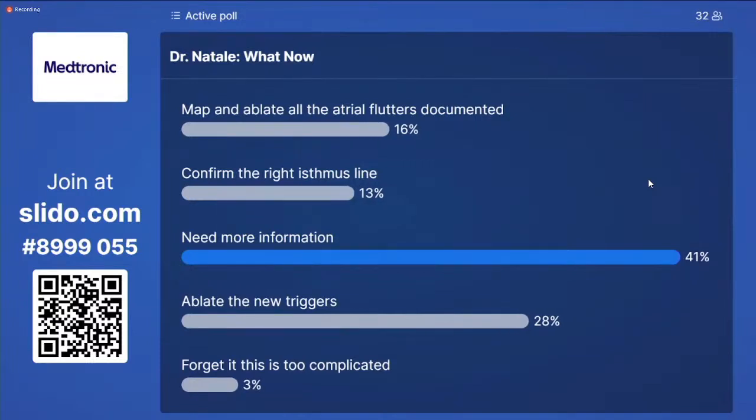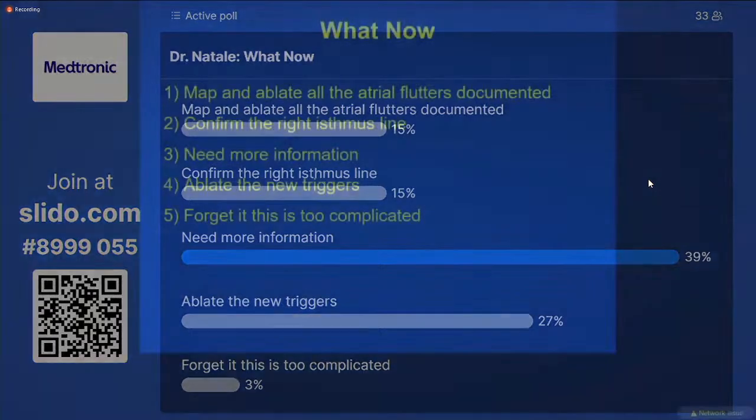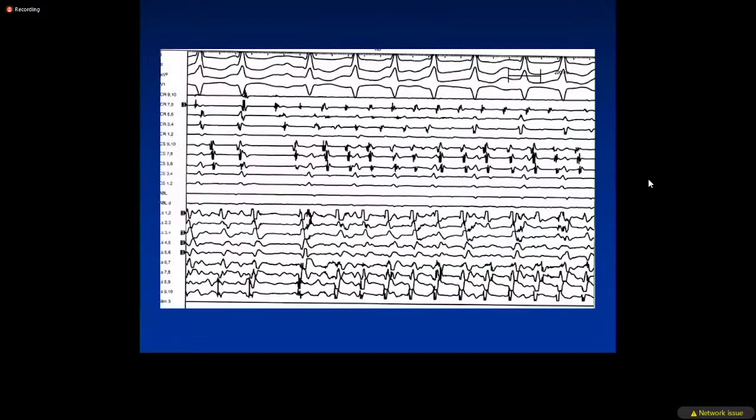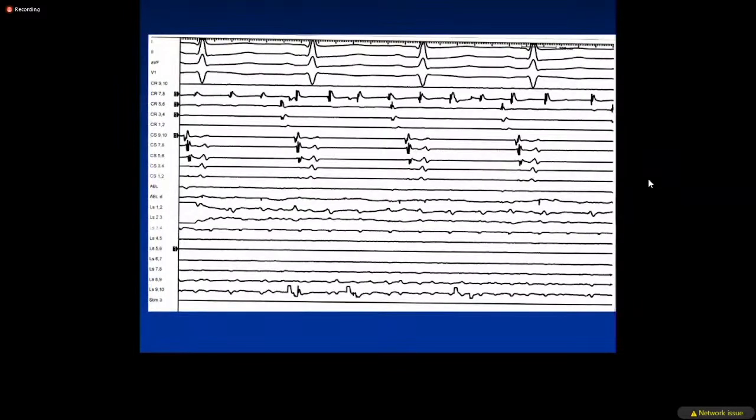Okay, need more information. We already showed you that this started from the SVC. What more? The point here is that once a trigger starts a fire, based on whatever scar the patient has, especially in a redo procedure, you can have all kinds of organized arrhythmia, flutter. So the focus is on the trigger. If you eliminate what starts it, the rest become irrelevant. Okay, so the trigger is in the SVC, so we start ablating the SVC.